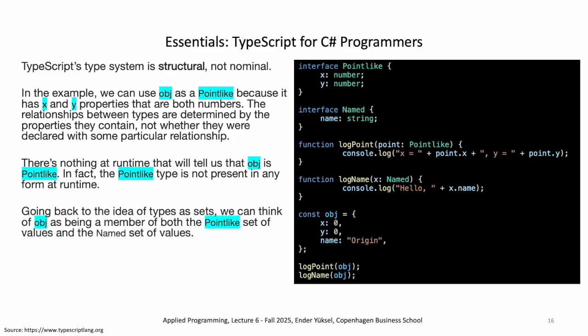Going back to the idea of types as sets, we can think of obj as being a member of both the point-like set of values and the named set of values.